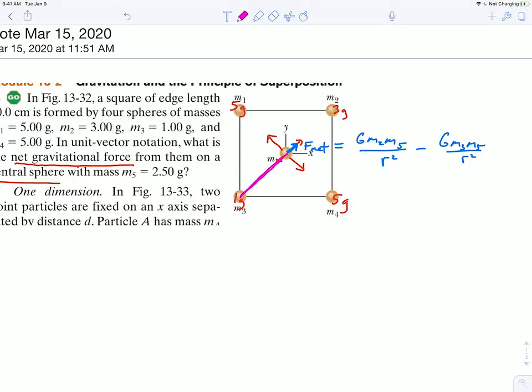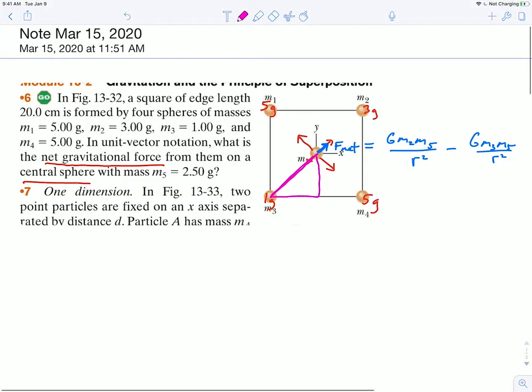If we want to figure out what that is, we could just make a right triangle here. We know that 20 centimeters is the edge of each square, or each side of the square. So that's going to be 10 centimeters here, 10 there. And so this should be radical 2 times 10. That's in centimeters. Obviously, we'll convert that to meters. And you can pretty much go from there. Not too hard.